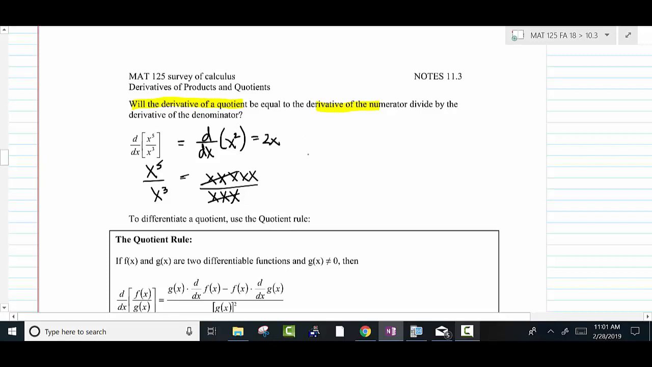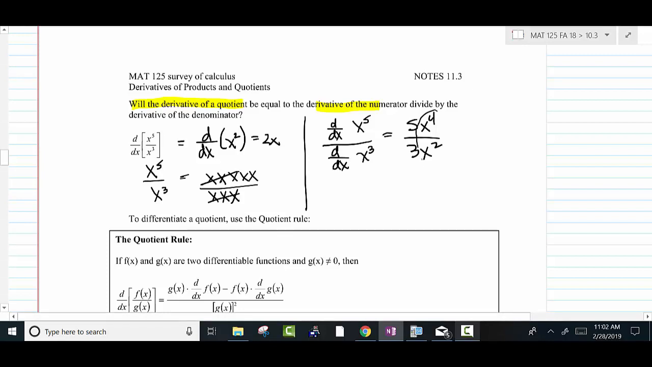Okay, so the question I'm asking you is, what would happen if we just did the derivative of the numerator, x to the fifth, and divided it by the derivative of the denominator? Would we also get 2x? So let's find out if that works or not. Well, the derivative of the numerator is 5x to the fourth, and the derivative of the denominator is 3x squared. Does that look like it's going to be the same? No way, not even close, okay?